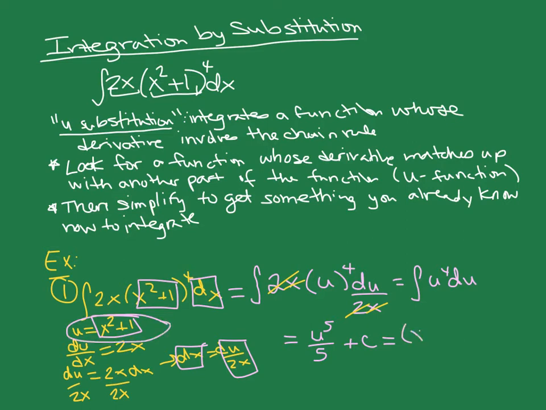So we're going to substitute x squared plus 1 back into that original equation. We want to end with the variable that we started with. So then this right here will be my answer. It's a good habit to get into to check your answers for any integrals that you do, especially if they're really complicated. So my answer was 1/5 times x squared plus 1 to the fifth.